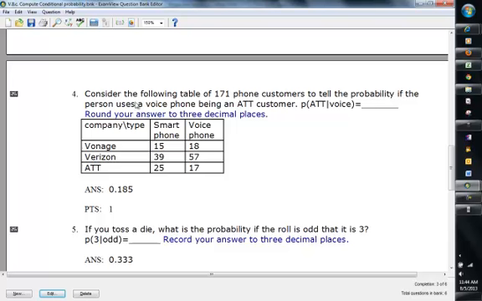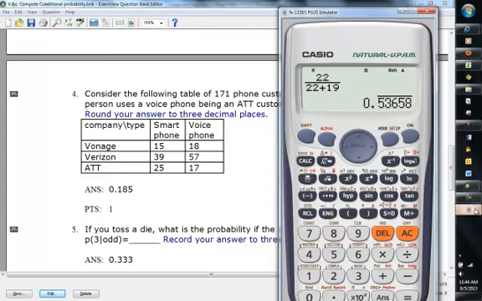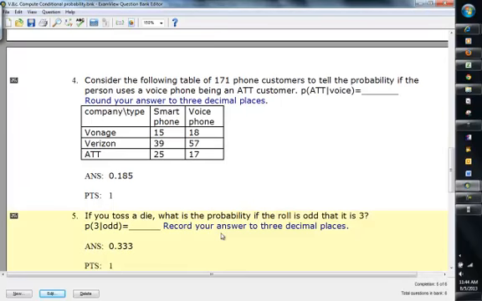Probability that if the person uses a voice phone, being an AT&T customer. So we have to get the probability of AT&T given that they're voice. So the numerator is going to be the AT&T voice out of the total number of voice, which is 18 plus 57 plus 17, and we get 0.185.